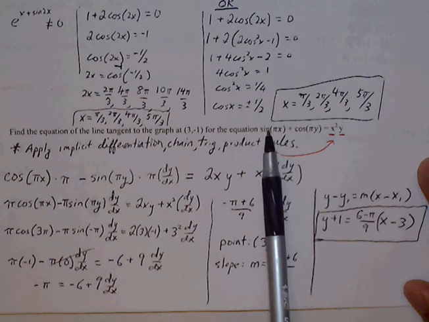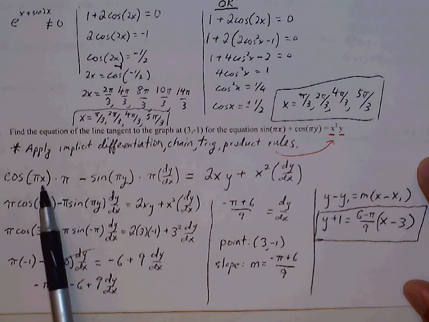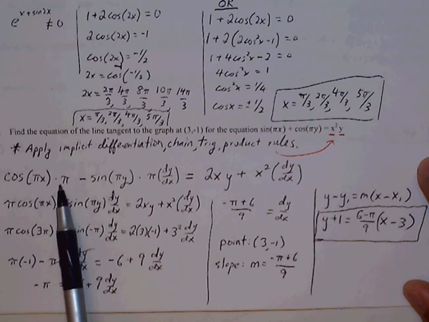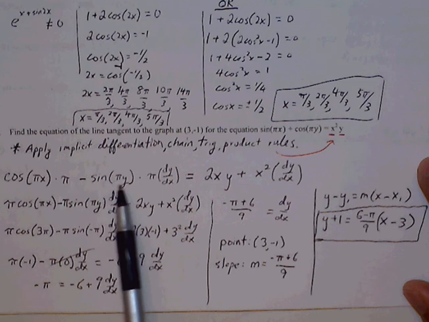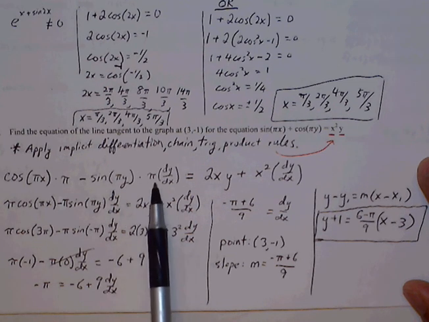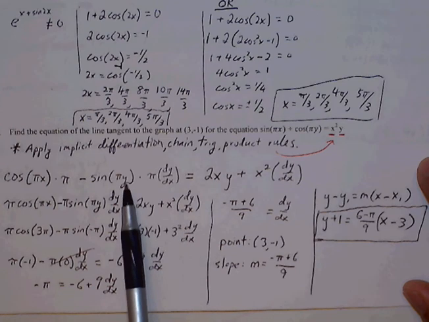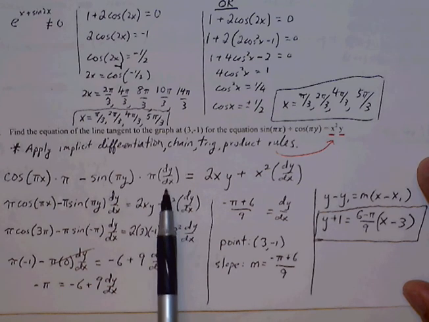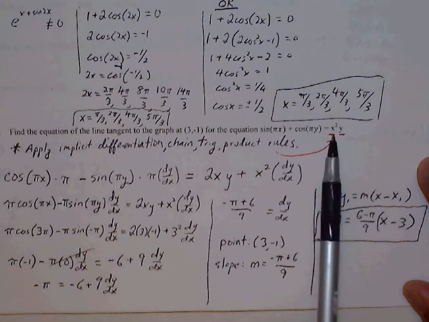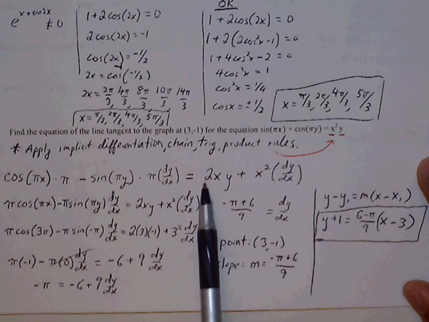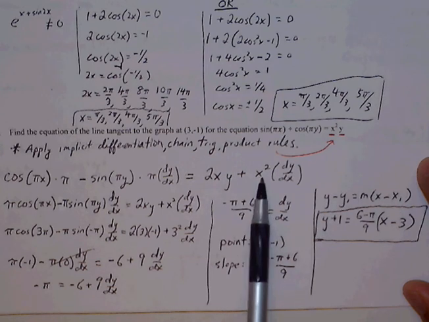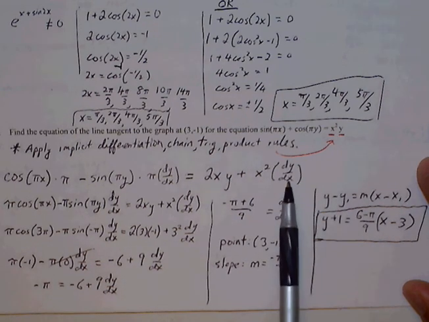Sine of u becomes cosine of u times u prime. The derivative of pi x is simply pi. The derivative of cosine of u is negative sine of u times u prime. The derivative of pi y is pi times 1, but then we are involving y's derivative, so we have to attach dy/dx. Okay, x squared y, product rule, f prime g plus f g prime, so 2xy plus x squared times the derivative of y, which is dy/dx.